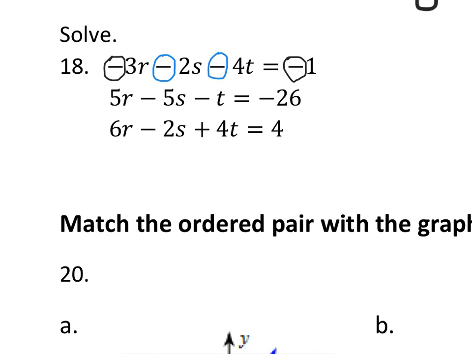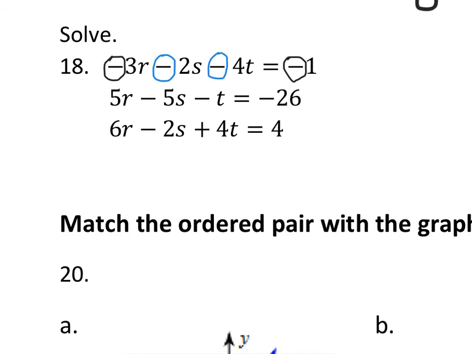The other thing you want to do is, if you've got variables like r, s, and t, you can use r, s, and t in the calculator, but that means that you would have to go in and change the settings on your calculator so that your calculator is reading r, s, and t instead of x, y, and z.